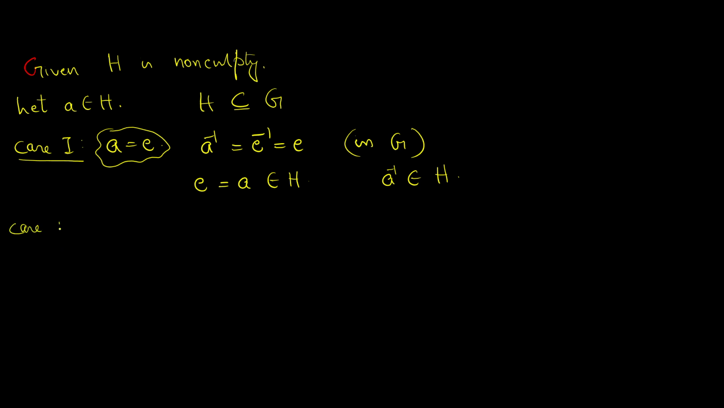Now case 2, a is not equal to the identity. Now, so far we have not used the finiteness of H. It is in this case that we will use the finiteness. So, to use the finiteness, what will we do? Our idea is we will consider a power 1, a square, which is nothing but a dot a, then a cube, a power 4, etc. All such powers of a. We will consider this.